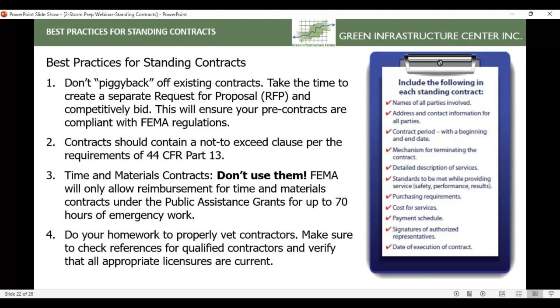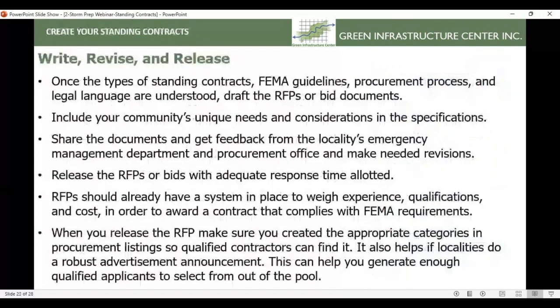And then do your homework to properly vet contractors. Make sure to check references and verify that they have all of the appropriate licensures. Yeah, call people they've worked for before, because all these contractors will tell you that all their clients are happy. And when you call their clients, you may get a different story. So call those folks they've worked for before. They'll tell you the truth.